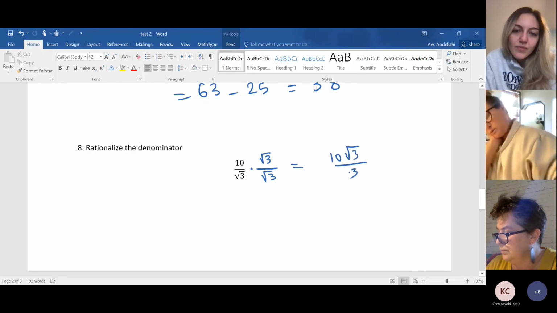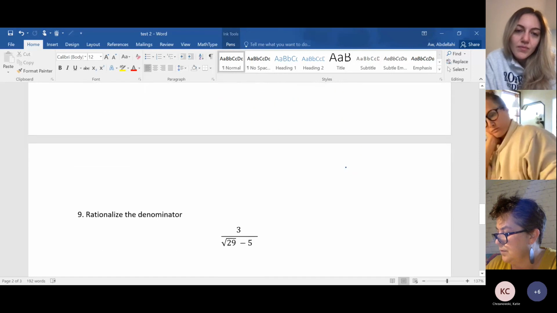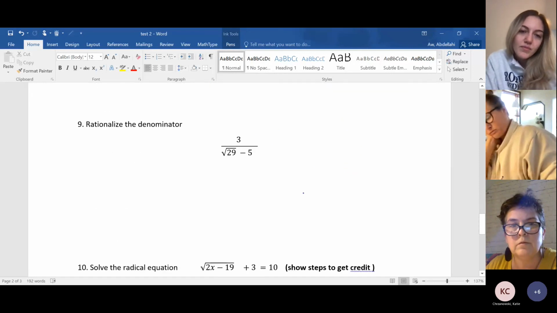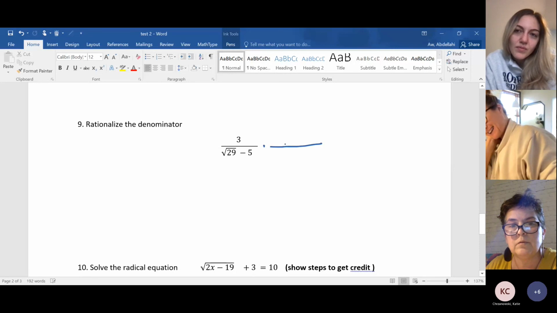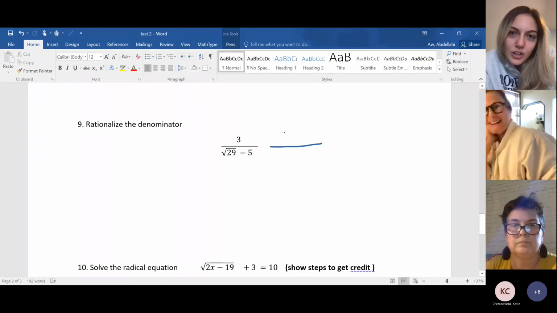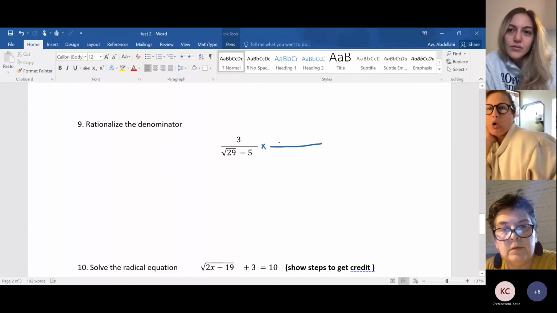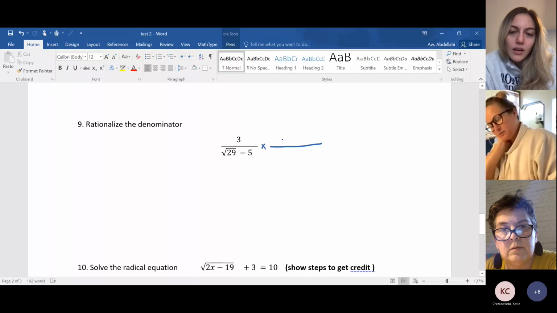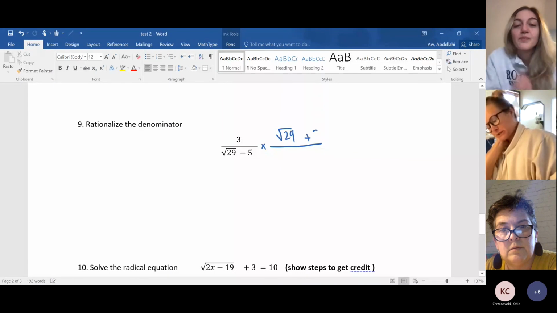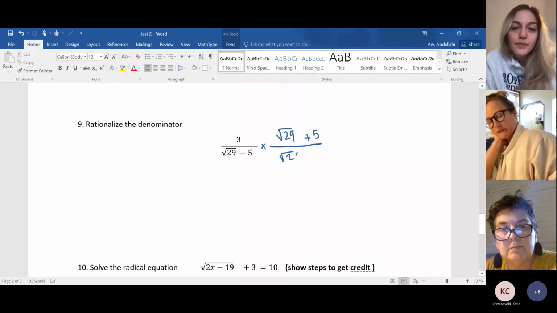That's it. This one here needs more memory. Actually, we need to multiply, divide by what? The conjugate. Thank you. The conjugate of the denominator. What is the conjugate of the denominator? Square root of 29 plus 5. Exactly. The minus changed to plus.